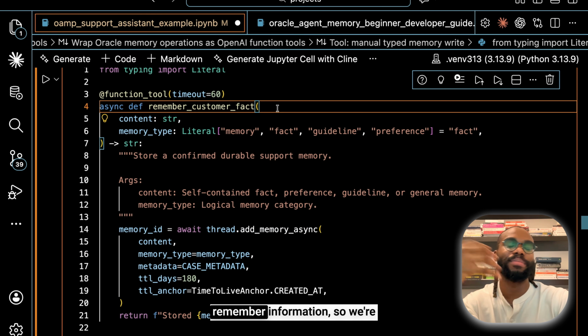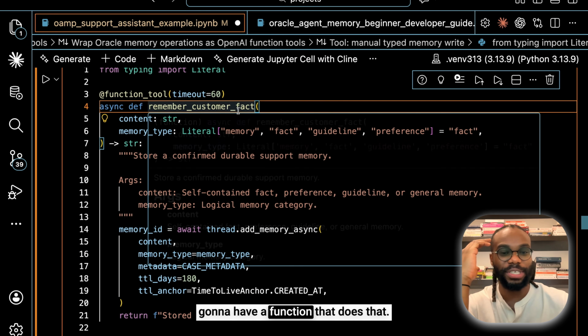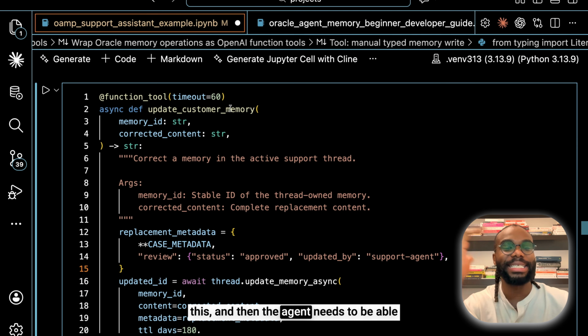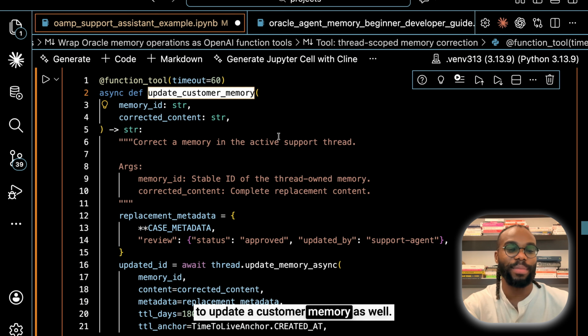Excellent. The next tool we're going to have is to remember a customer fact, right? The agent needs to be able to remember information. So we're going to have a function that does that. We're going to move relatively quickly through this. And then the agent needs to be able to update a customer memory as well.